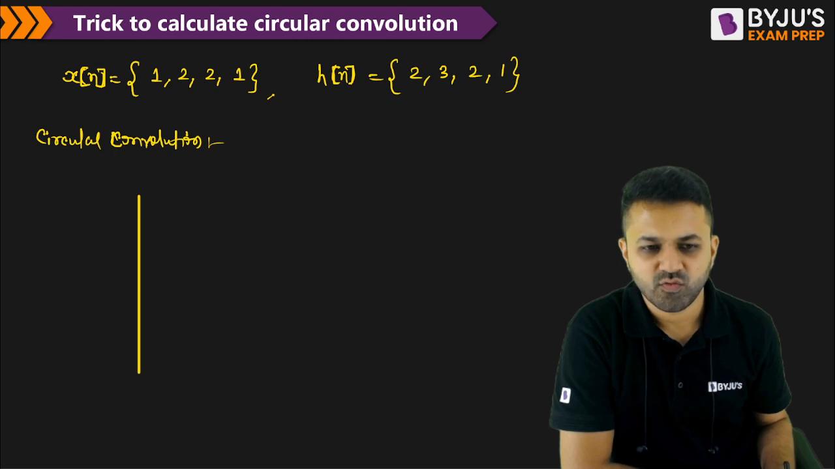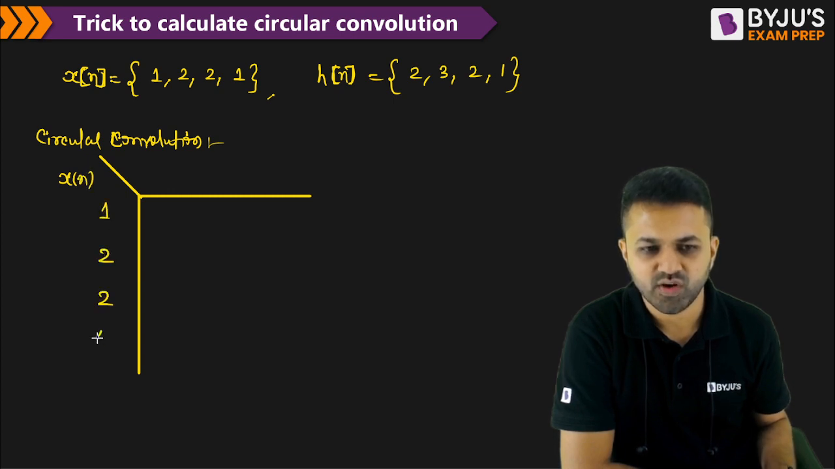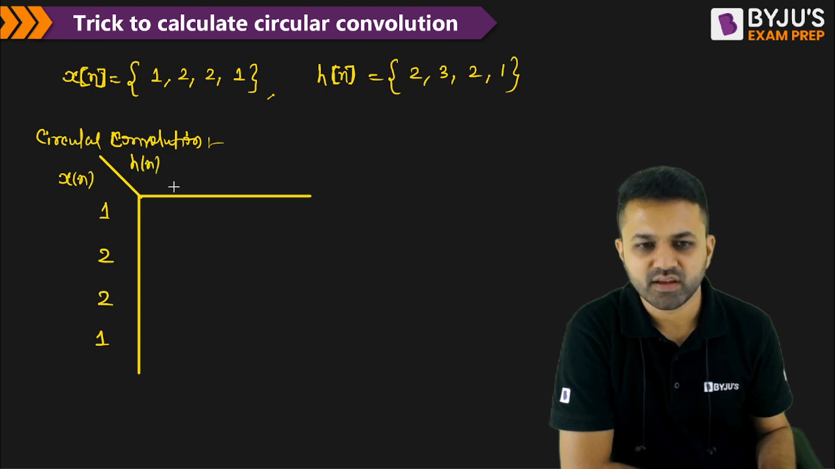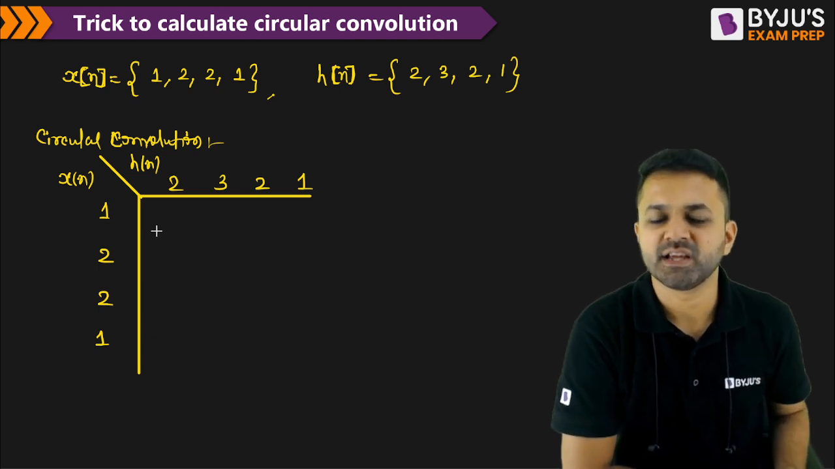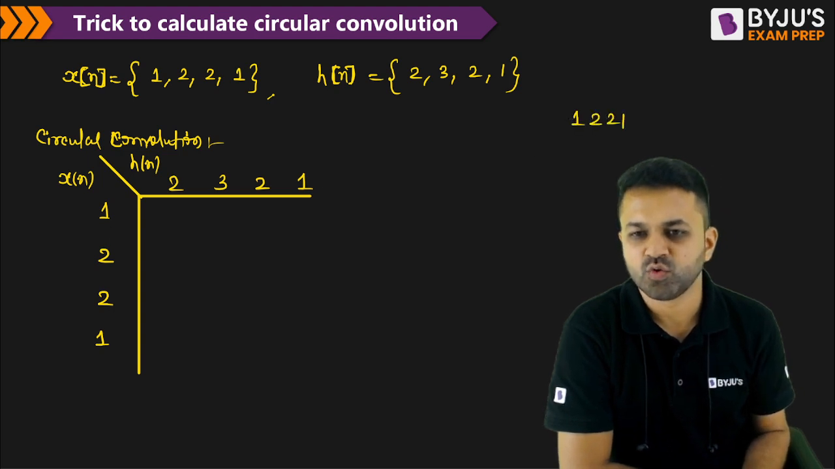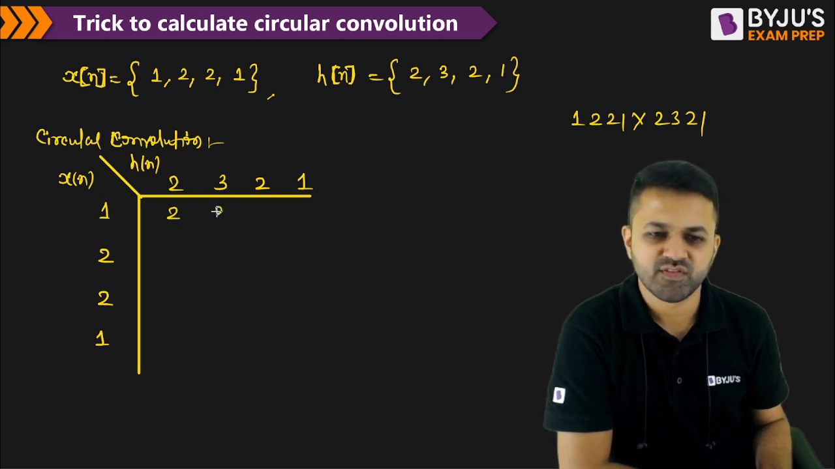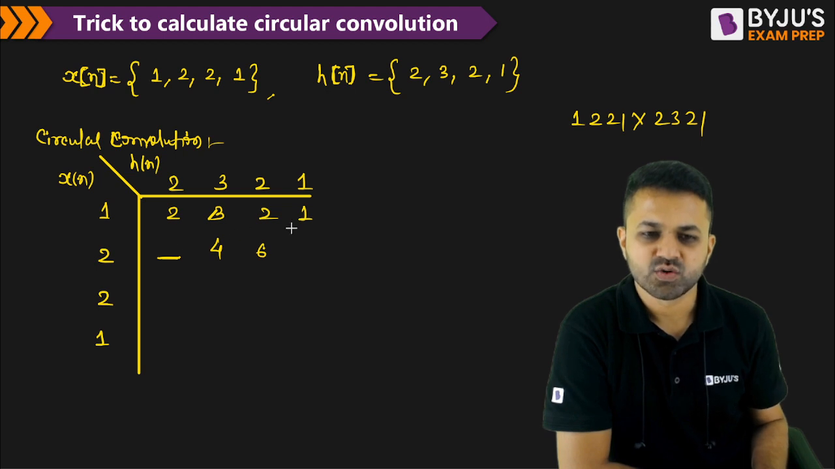What you can do is simply write x of n in a column, 1 2 2 1, and write h of n in a row, 2 3 2 1. Now just do the simple multiplication as we multiply two numbers, like a multiplication of 1 2 2 1 with 2 3 2 1. So this 1 is multiplied with this, and we get 2 3 2 1. For the next 2, this space is blank, and 2 into 2 is 4, 2 into 3 is 6, 2 into 2 is 4, and 2 into 1 is 2.